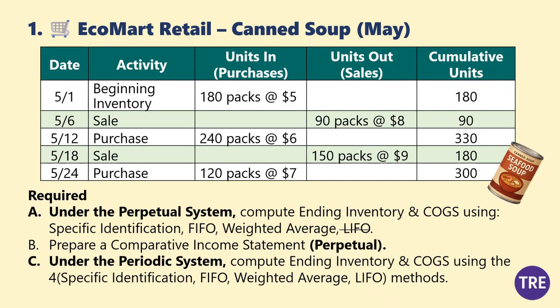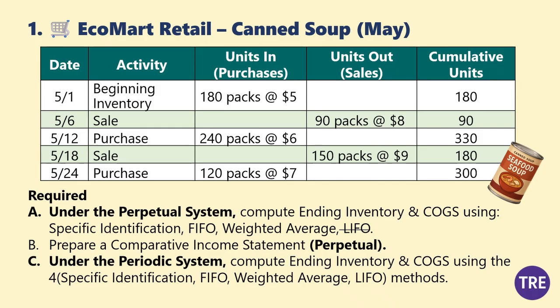Now, our goal here isn't just to track quantities, it's to see how different costing methods tell different financial stories. Under the Perpetual system, we'll compute ending inventory and COGS using specific identification, FIFO, and weighted average. LIFO is crossed out here, because IFRS doesn't allow it.